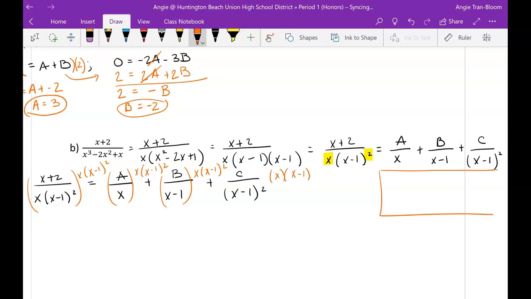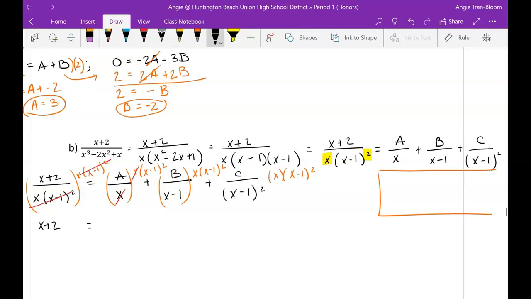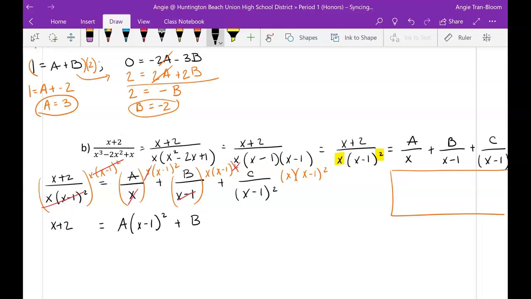x times x minus 1 squared. Okay, so what's happening is these denominators are gone. That leaves me with x plus 2 equals, these two x's are gone, that leaves me with a times x minus 1 squared. Then one of these is gone, so that leaves me with plus b times x minus 1. Then plus c times, okay, the x minus 1 squared is gone, so that's c times x.